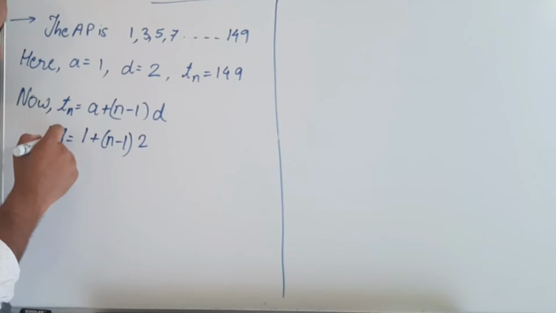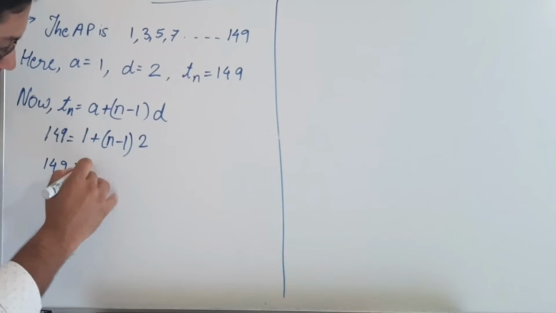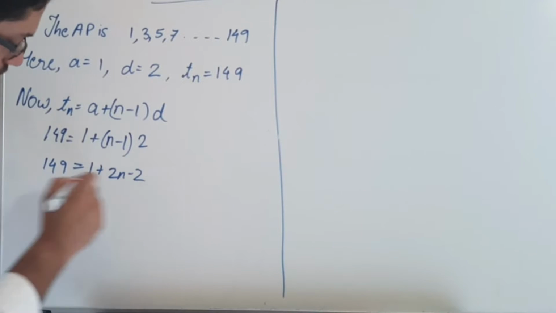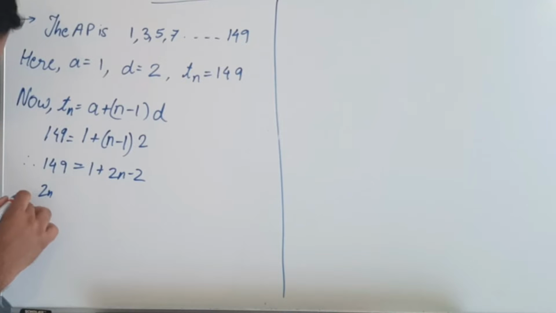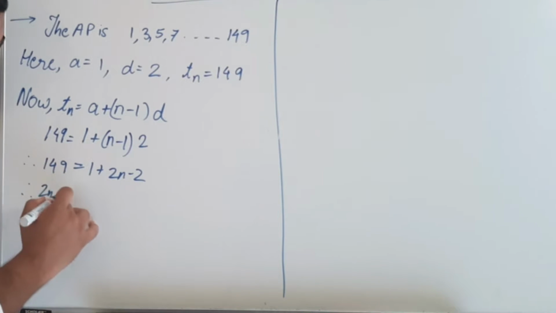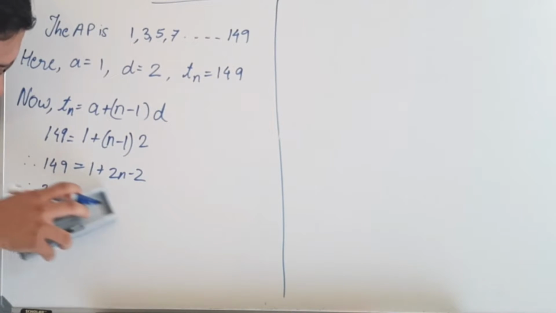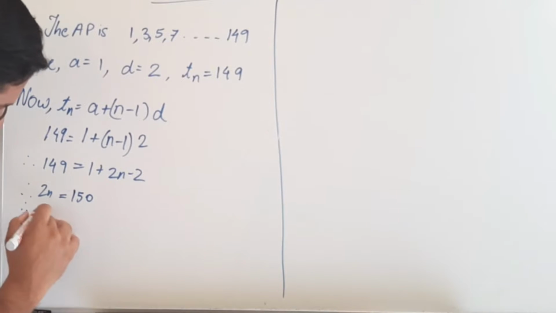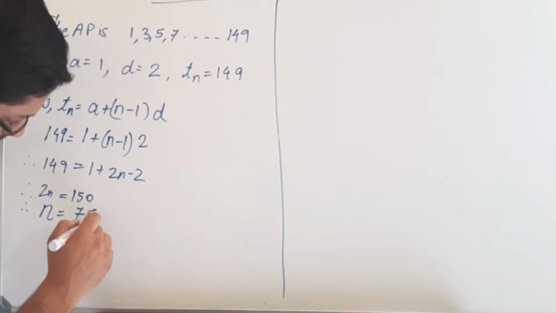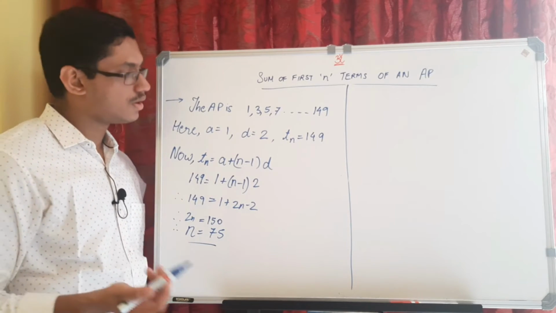Then we have to, of course, solve for n, that you all know how to solve. 149 is equals to 1 plus 2n minus 2. 149, convert everything here, 2n. Do not forget to put this therefore sign. 2n is 150. Therefore n is equals to 75. So we found n, it is 75.